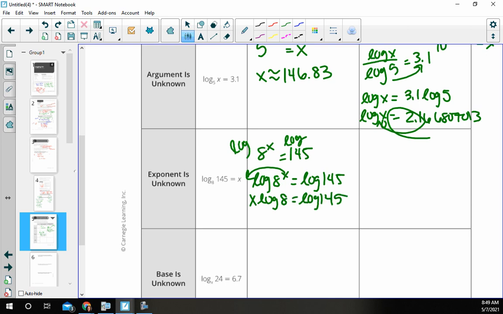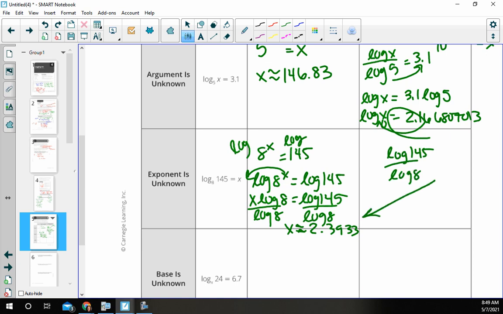Divide by log of 8. And then you're going to see that change of base appearing. Okay, so when you do this, log of 145 divided by log of 8, you get about 2.3933. Okay, I could go into change of base right away. So log of 145 divided by log of 8, and it will give me the same answer. So notice that certain ways, some things are a lot quicker.